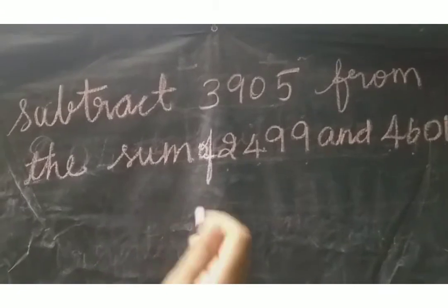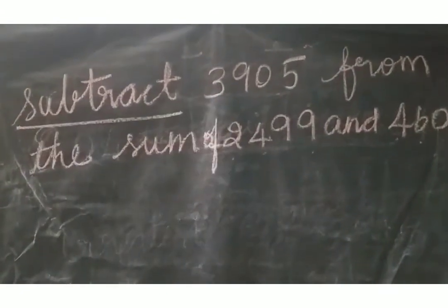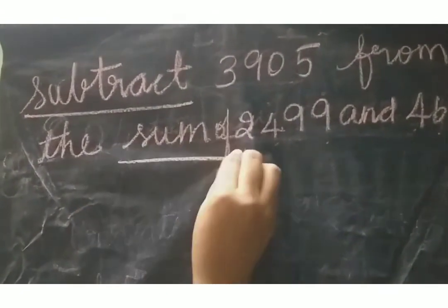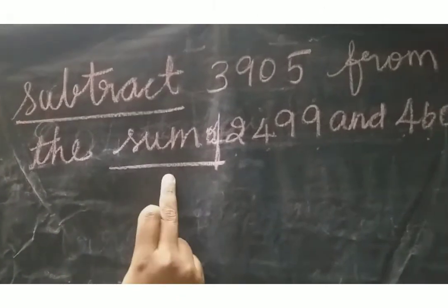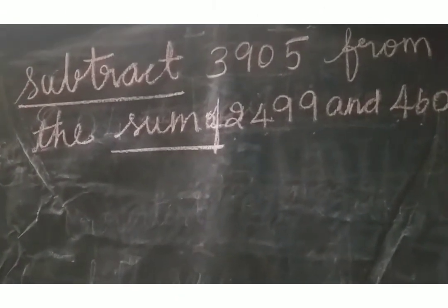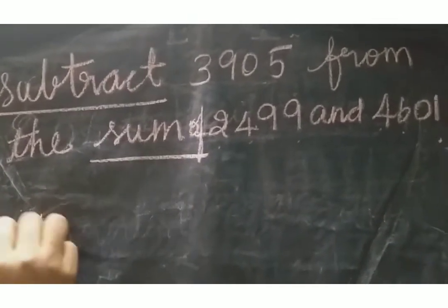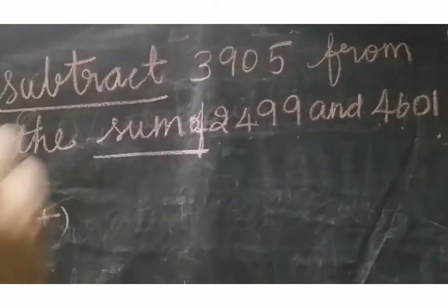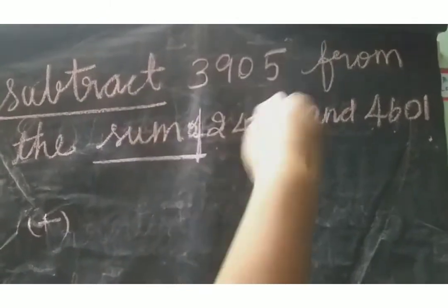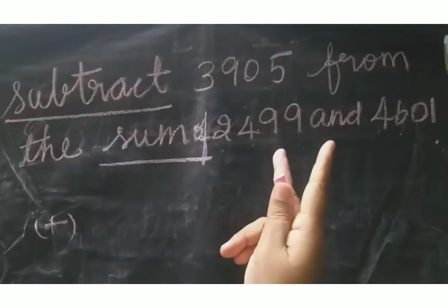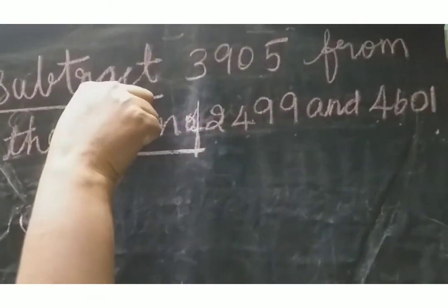What are the words are there? First of all, subtract, isn't it? Subtract and also sum of. What is the meaning of sum of? Yes, this is the keywords of addition, isn't it? So, sum of means addition. And next one is subtract. Here in this sum, 2 sums are there. That is addition and also subtraction.